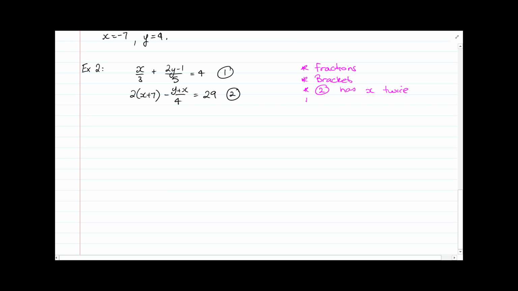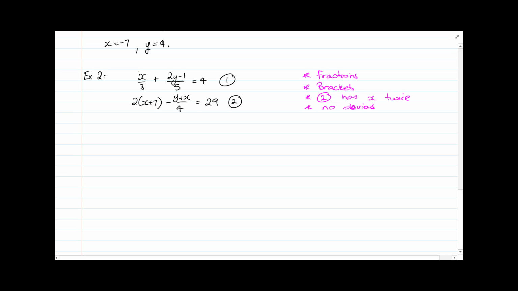And then lastly, there is no obvious approach here, which makes it really hard. There's no obvious way of adding or subtracting to eliminate a variable or getting something by itself. Ideally, I can see that x over 3 is going to be a nice one to get by itself and therefore do some substitution, so I might work towards that. But the first thing I'm going to need to do is do some simplification.